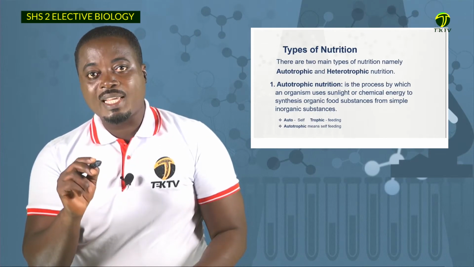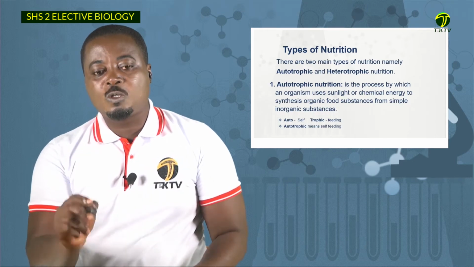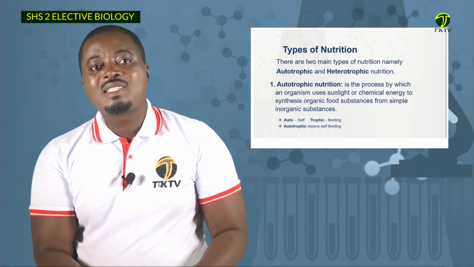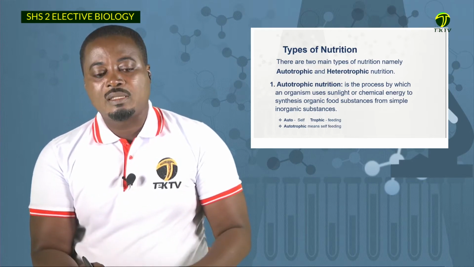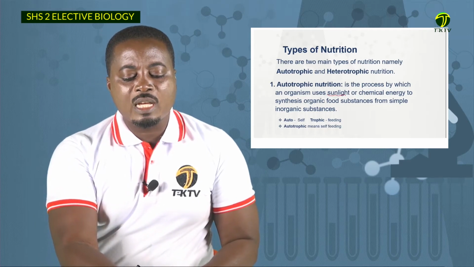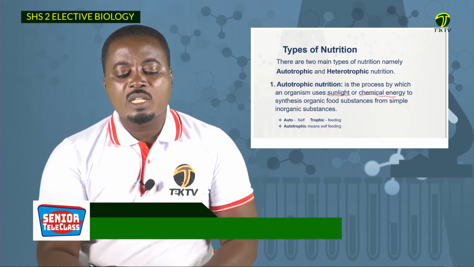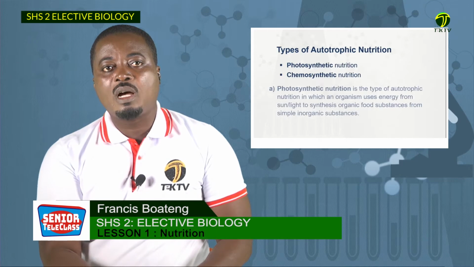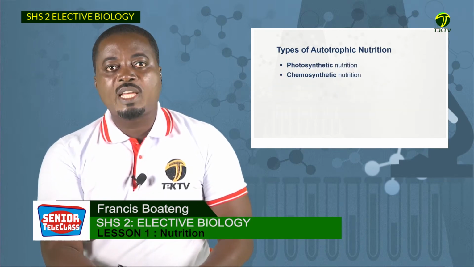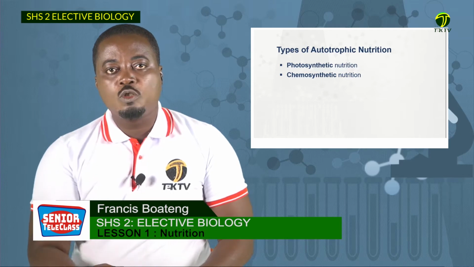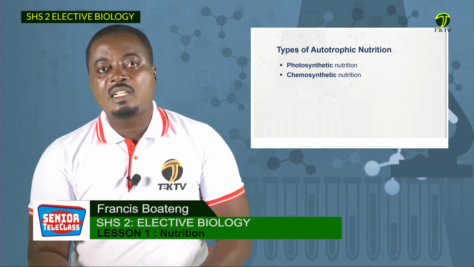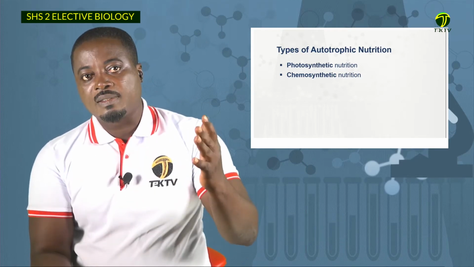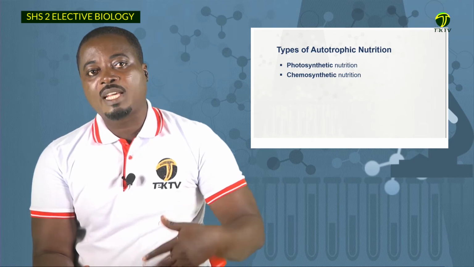Let's look at the definition again. We say it's a process by which an organism uses sunlight or chemical energy to synthesize organic food substances. So you can use light or sunlight, or you can use chemical energy. This is the one which is bringing about the types, where we say that we have photosynthetic nutrition and chemosynthetic nutrition. You realize that photosynthetic comes from light, and chemosynthetic comes from chemicals.